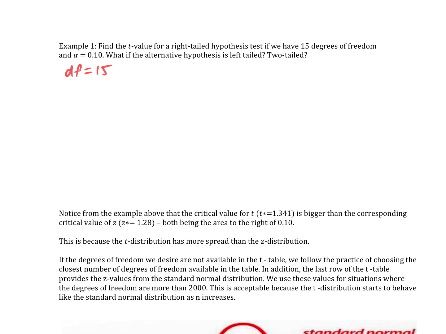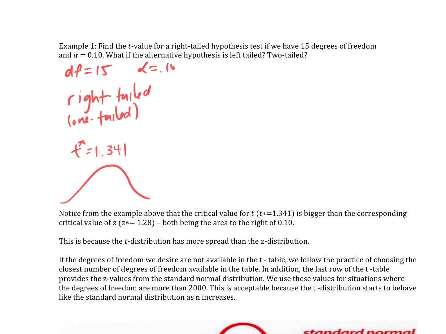I am going to have 1.341. So right-tailed, which is a one-tailed test, then I'm going to get t star equals 1.341. If you're looking at this, so right-tailed, this is the value 1.341.